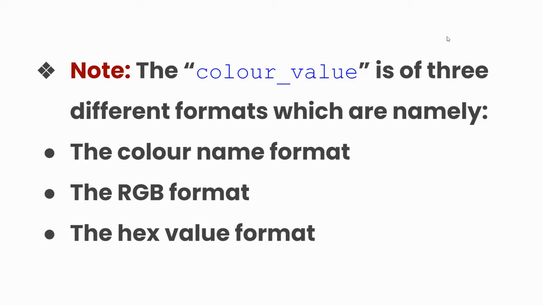But the RGB format and the hexadecimal value format can be used to get a specific type of red, not just red, in line of red, green, blue, yellow, brown, pink. You can get a particular type of this color. This way it adds more precision to the color that you want, unlike the color name that is just general. So we'll be looking at these three formats and I will explain everything to you in depth.